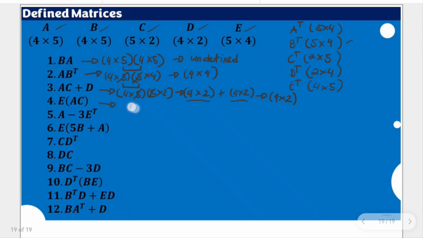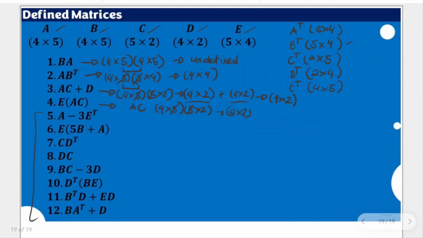Next, E times AC. Let's start with AC first, because of the grouping symbol. For AC, A is 4 by 5 and your C is 5 by 2. So AC is defined as 4 by 2. This is your AC, but we are going to multiply that to E. So don't worry about these entries here.